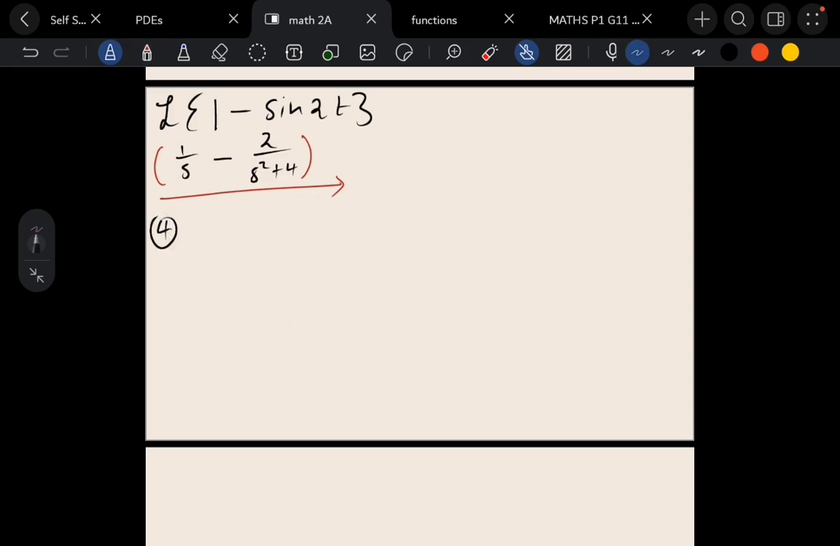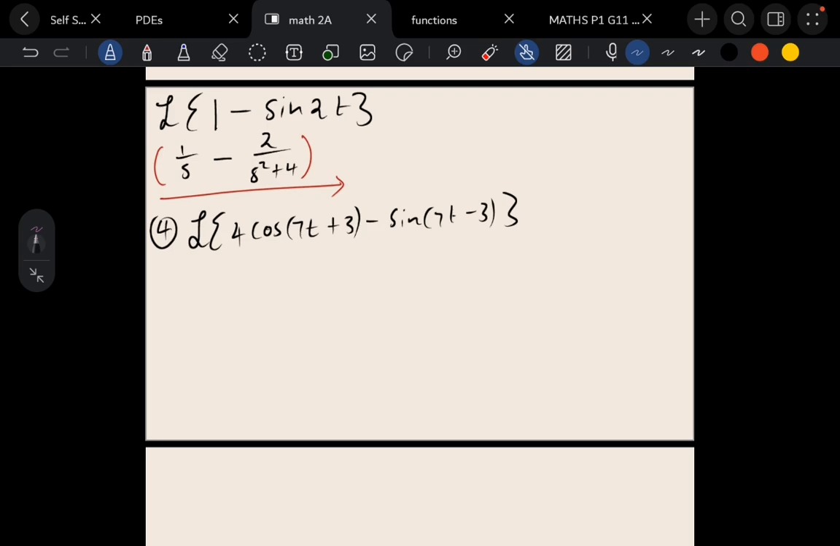let us find the Laplace transform of 4 cos(7t + 3) minus sin(7t - 3). How can you find the Laplace transform of that? Now, you cannot just find the Laplace transform of that as it is. The reason is that this is a compound angle.